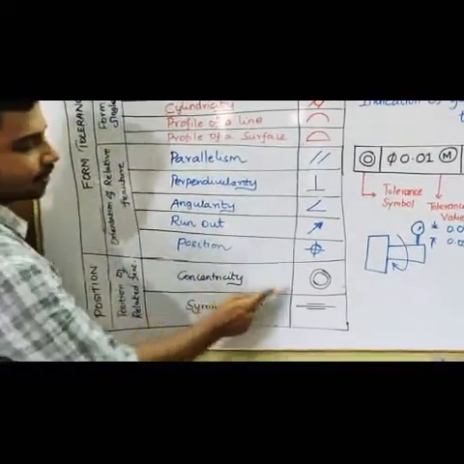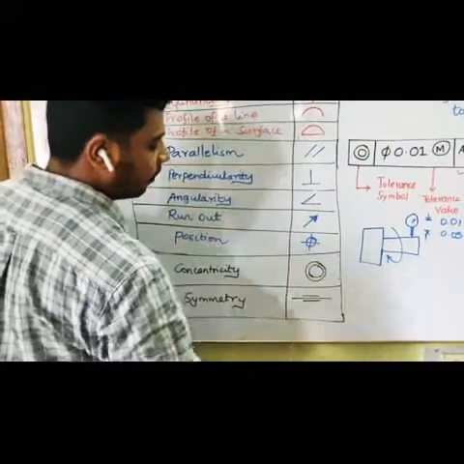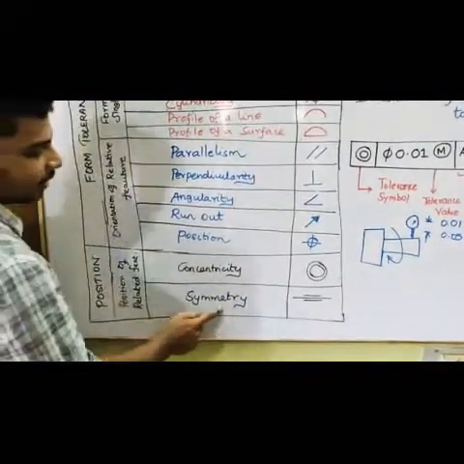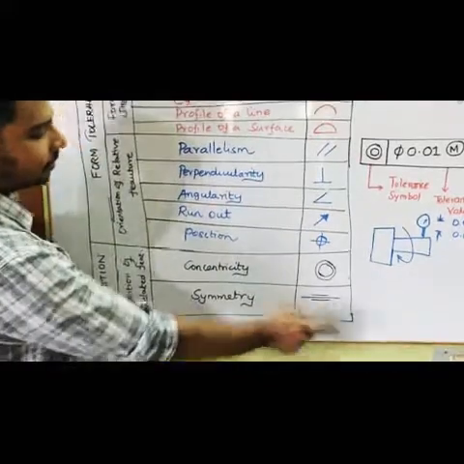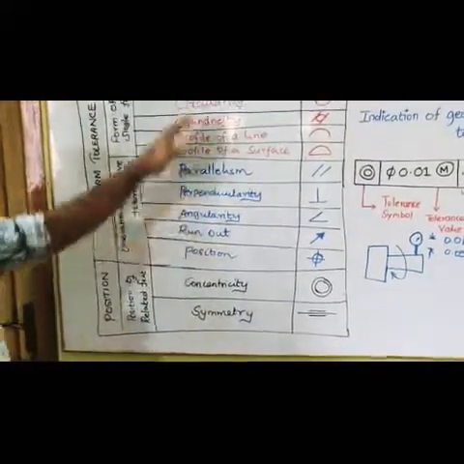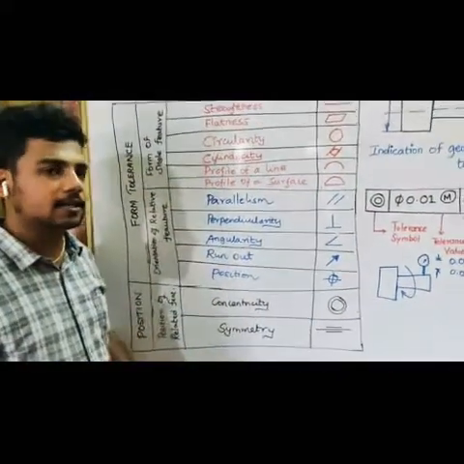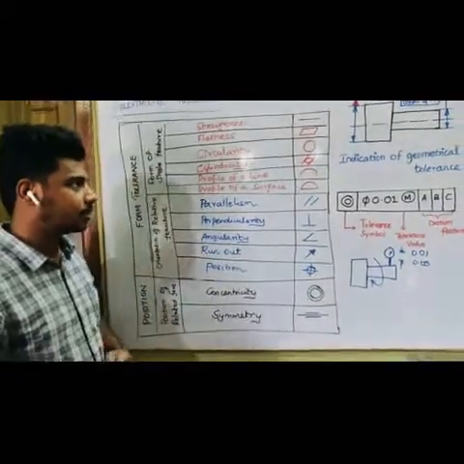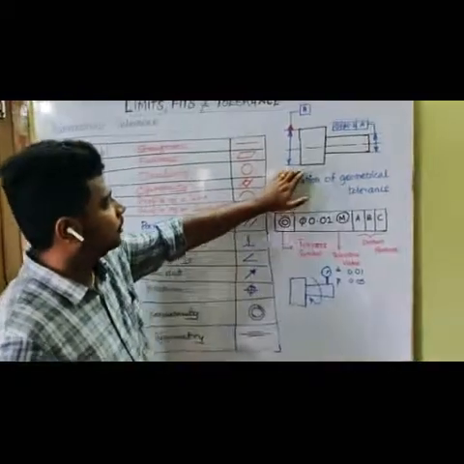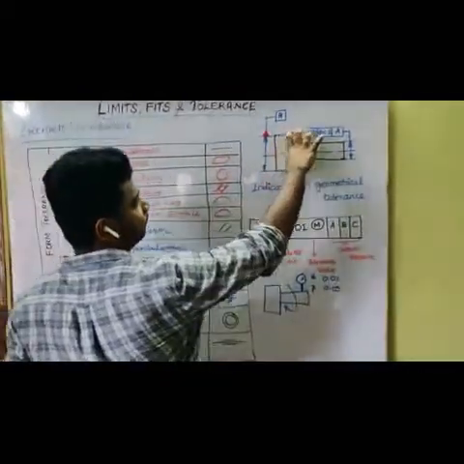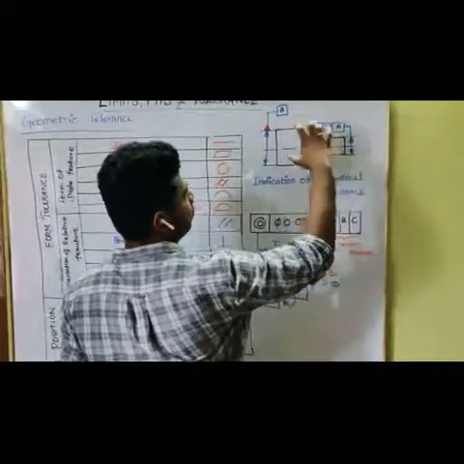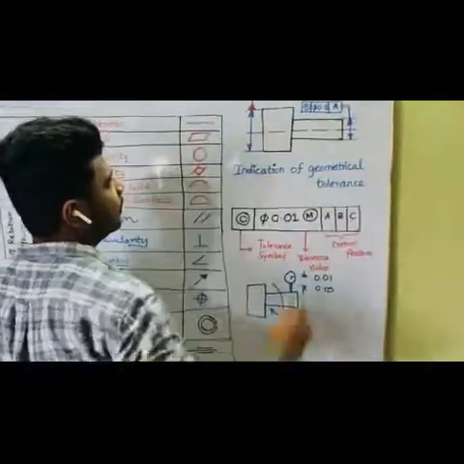To mention that, you have a symbol like this for concentricity. For symmetry, we have a symbol like this, a symmetry symbol. So how to mention that? How to use these properties in your geometrical tolerances? Now, here you can see a shaft. It is attached with one step shaft. You can see here, right?